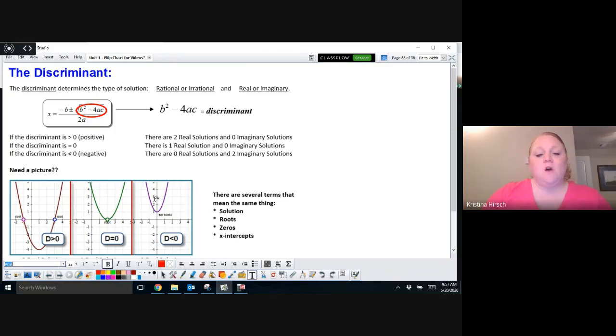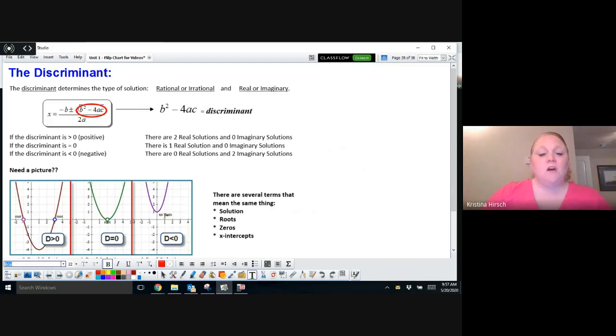So in this first picture, you would have two real solutions and no imaginary. In the second picture, you would have one real solution and no imaginary. And in the last picture, you have 0 real solutions, but you would have 2 imaginary solutions.